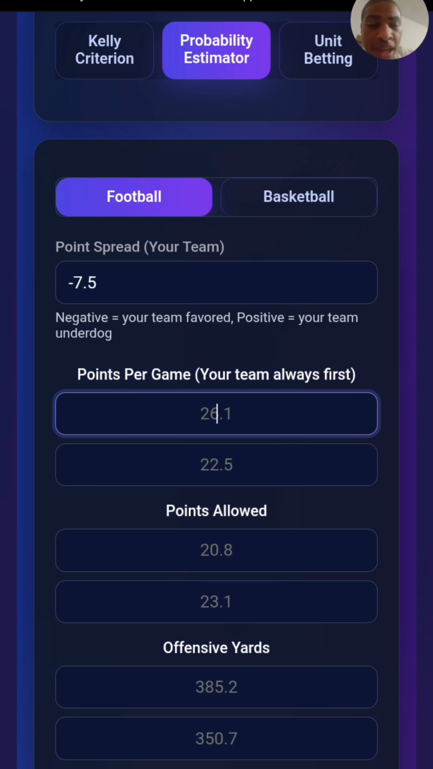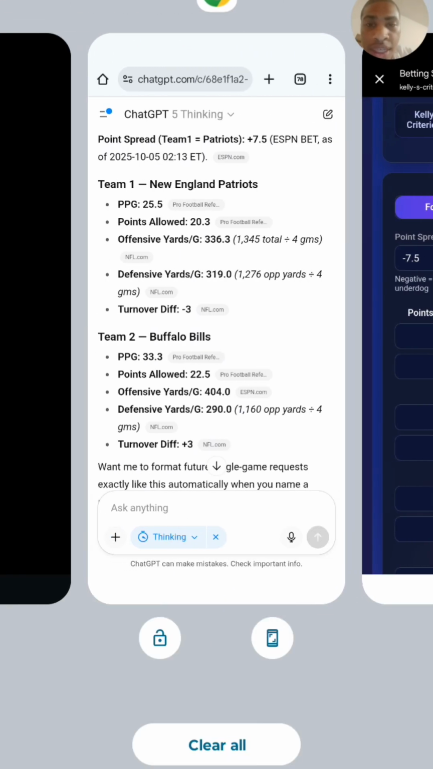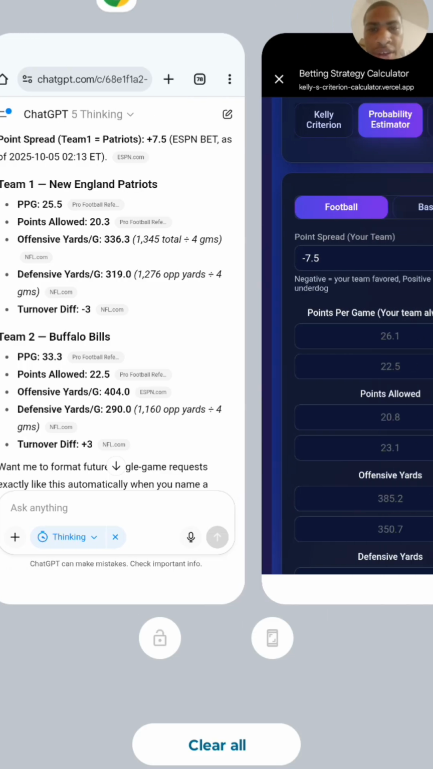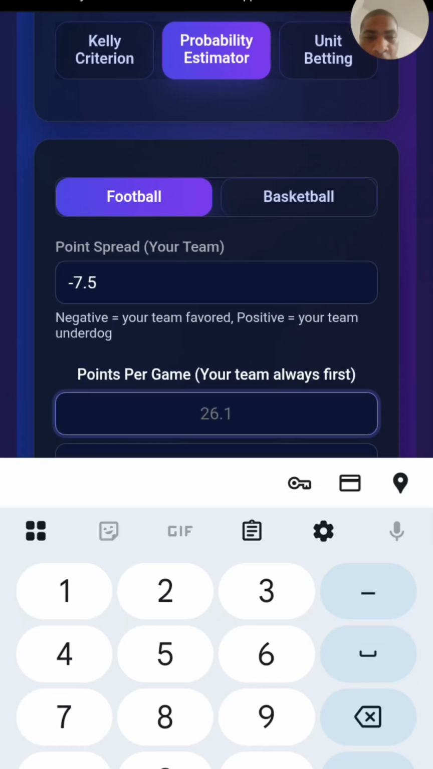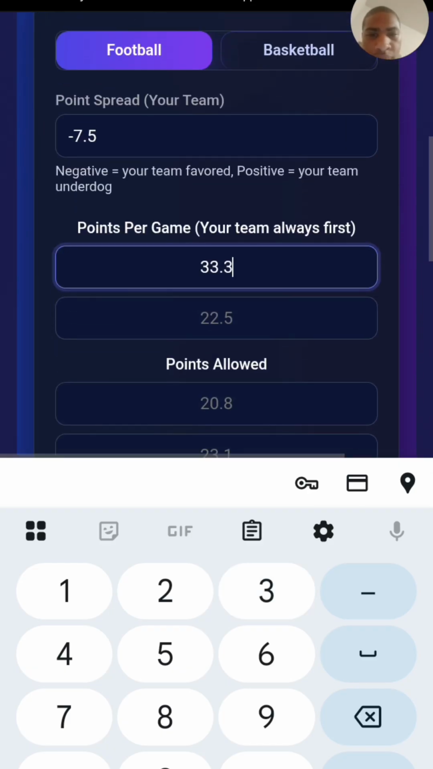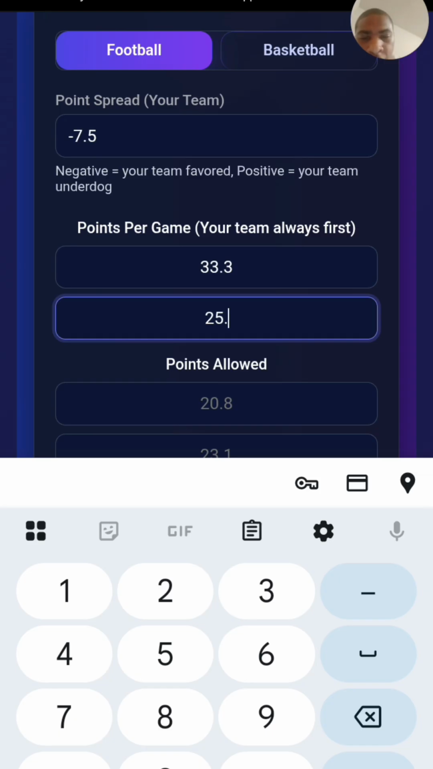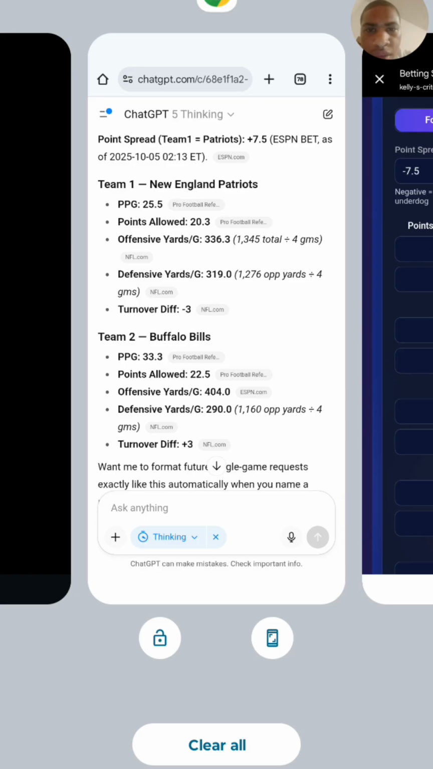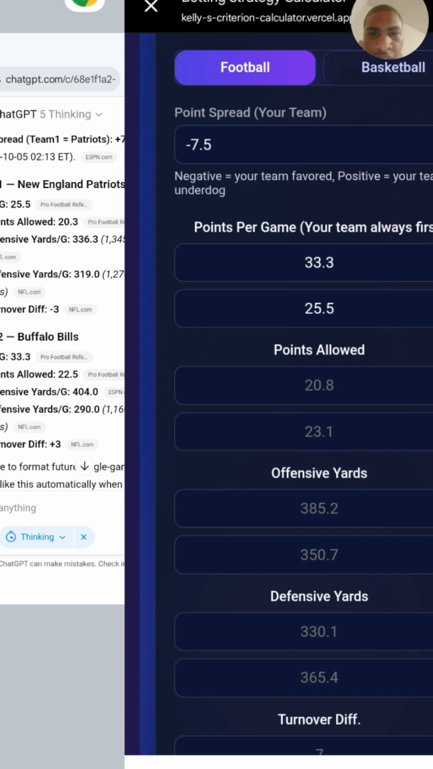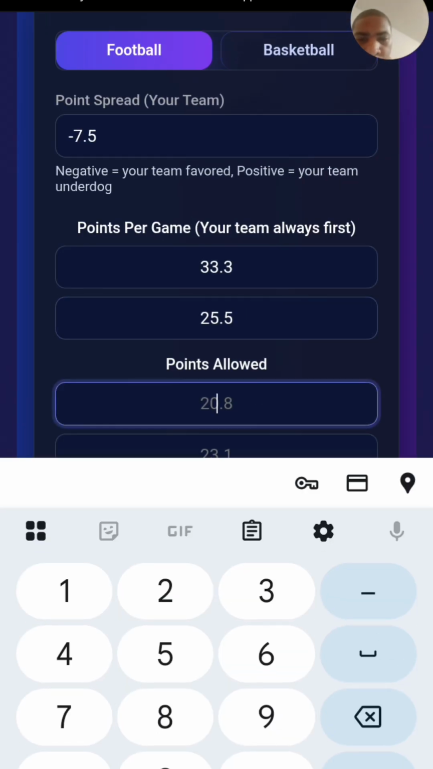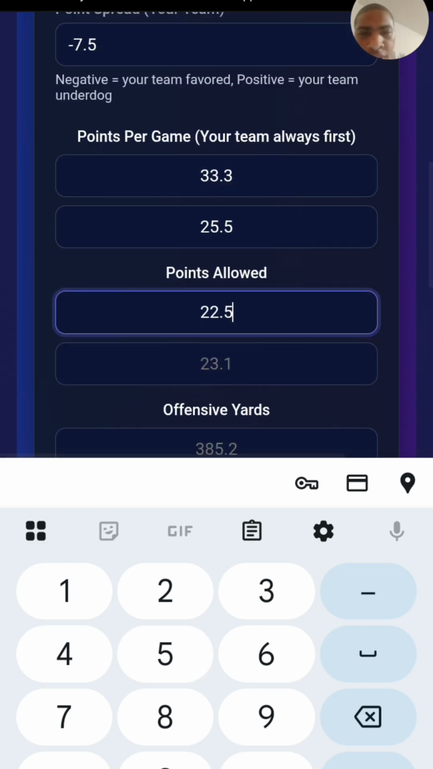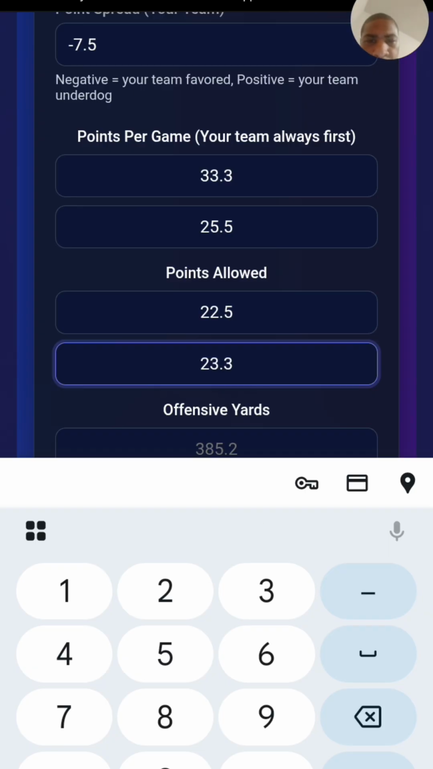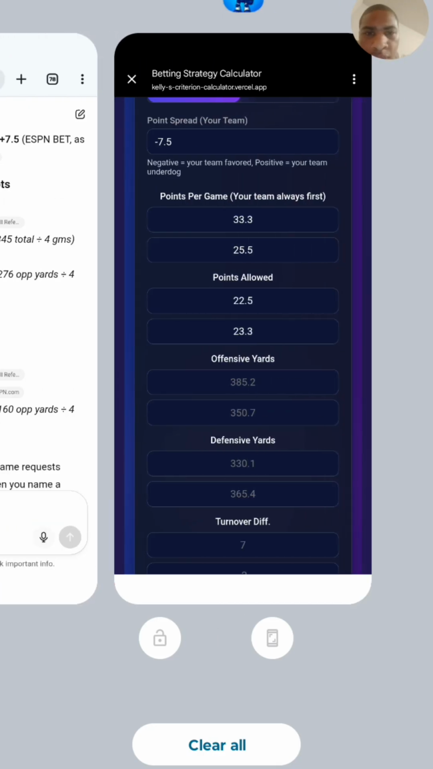Now, we're just going to put these stats in real quick. Okay, so I already looked them up, right? So you got New England Patriots points per game 25.5, and the Bills 33.3. So that would be 33.3 right there, and 25.5 for New England. Points allowed: 20.3, 22.5. So 22.5. And what was it? 23.3. That was 20.3.